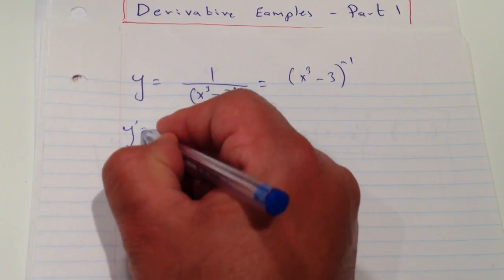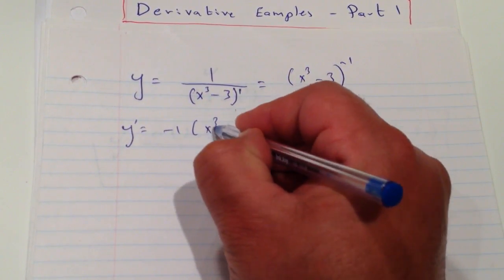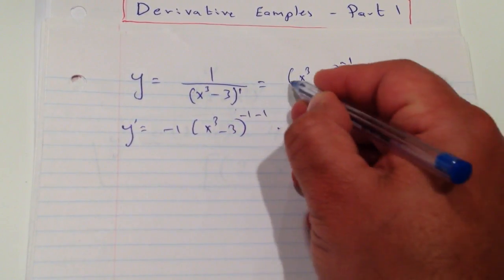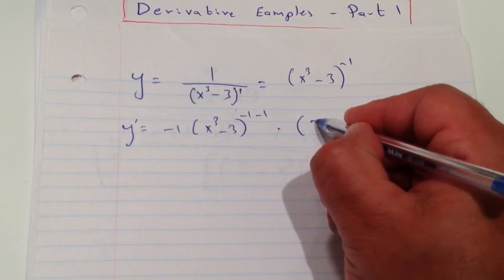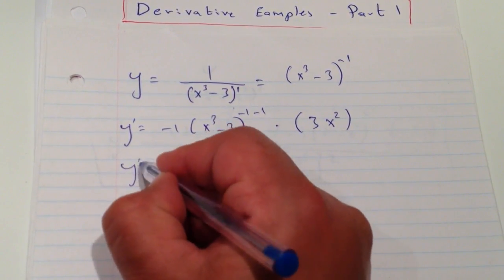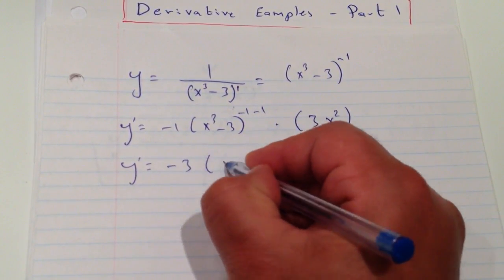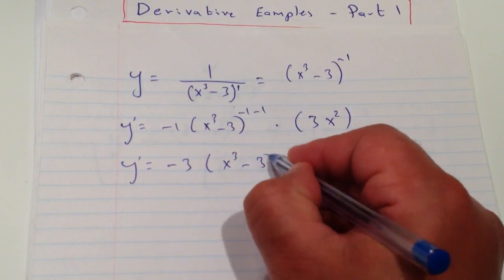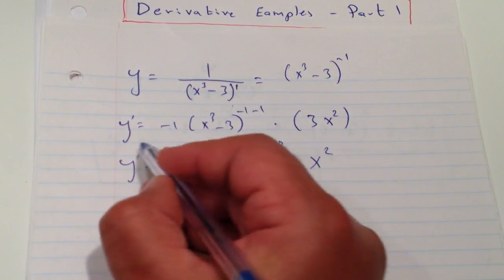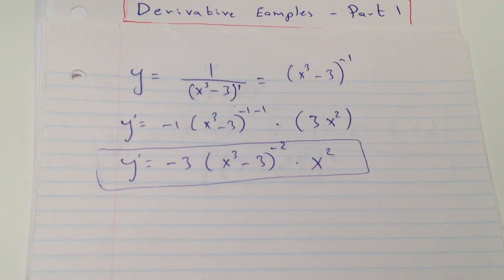Y prime is equal to minus 1 (x cubed minus 3) to power minus 1 minus 1, multiplied by the derivative of the inside function, which is 3x squared. So this will be y prime equals minus 1 times 3 is minus 3, (x cubed minus 3) to power minus 2, multiplied by x squared. And this is the derivative for this function.